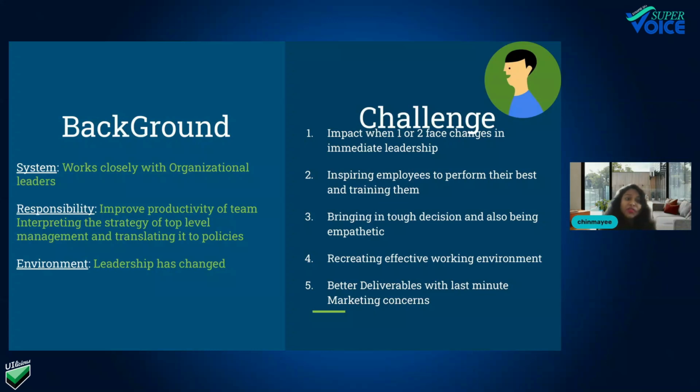Different people, different processes. So with this, he has to inspire the employees to perform their best and to train them. He also has to play the role of a difficult taskmaster, taking tough decisions and also being empathetic at the same time. He has to recreate an effective working environment. He has to ensure better deliverables, and handle last-minute marketing concerns that lead to changes in the product at the very last moment.